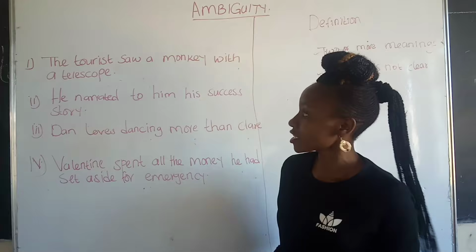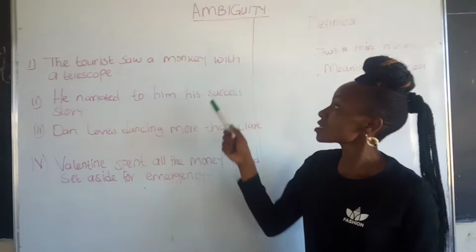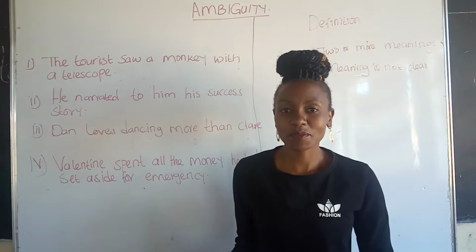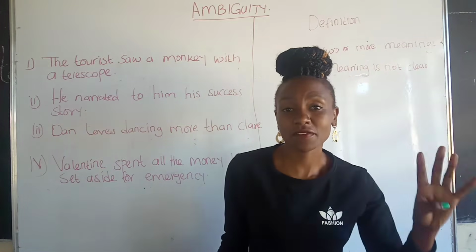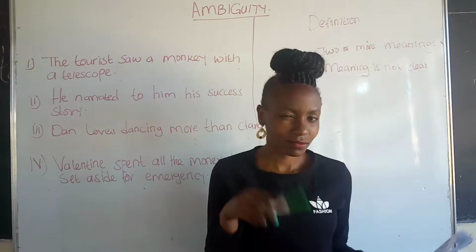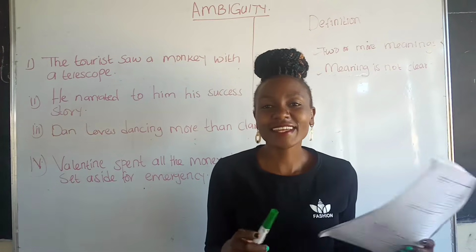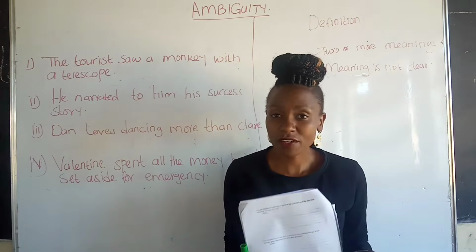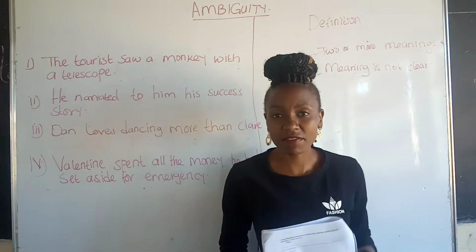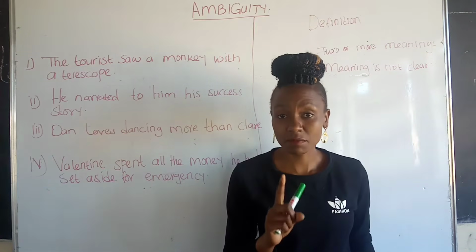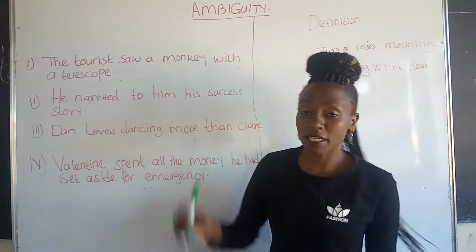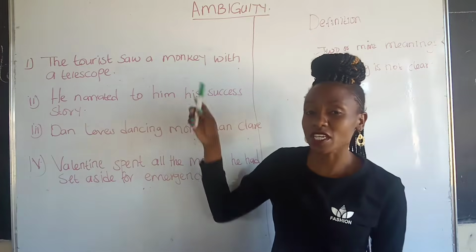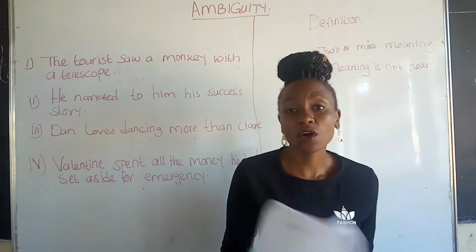The first sentence, the tourist saw a monkey with a telescope. It's right there. So what we're supposed to do is give the two different meanings of this sentence. Think about it. One, it can mean that the tourist saw a monkey that was having a telescope. That is meaning one. And meaning number two, it can mean that the tourist used a telescope to see the monkey. The meaning is not clear.